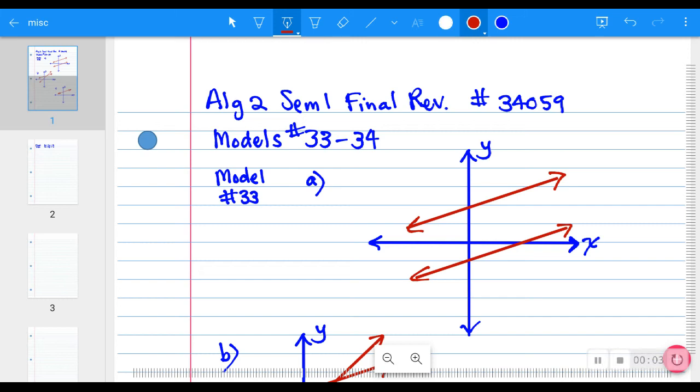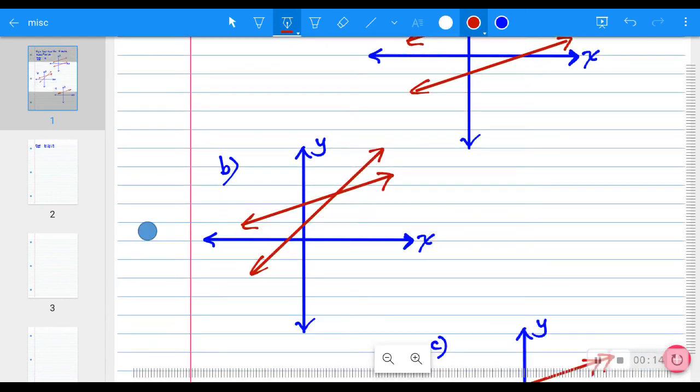Okay, we're going to continue with the Semester 1 final review for Algebra 2, this time problems 33 and 34. Problem 33 has three parts to it, and I'm going to start on part B. And this actually is problem 33. I didn't change it. So even though it says model 33, this is number 33.